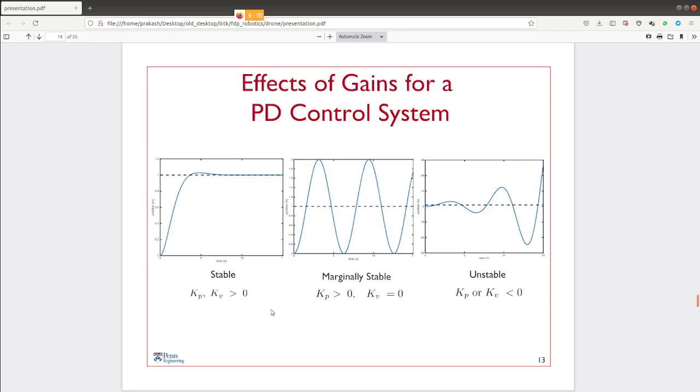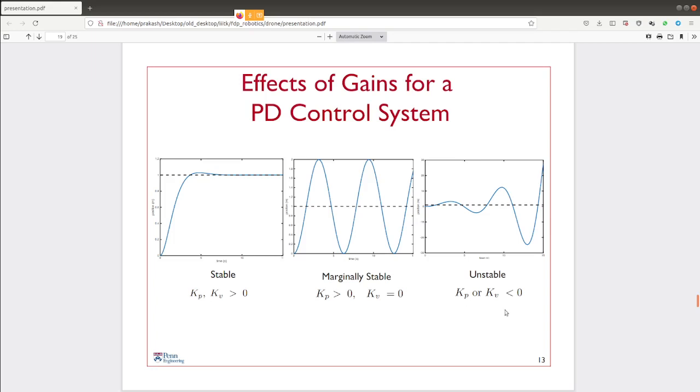Let's see some examples of what will happen. This is one of the stable conditions. What if my Kv is equal to 0? It is like a spring mass damper system where the damping is equal to 0. If the damping is equal to 0, what will happen? It will just keep on oscillating without dying down, right? That's the response we will get when we choose Kv equal to 0 but Kp is positive.